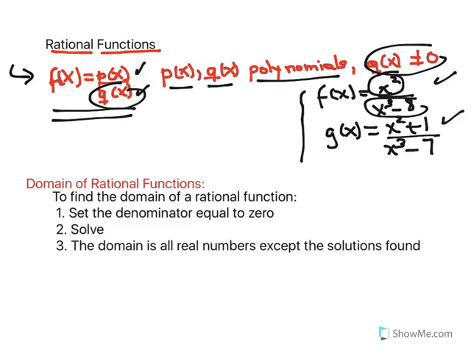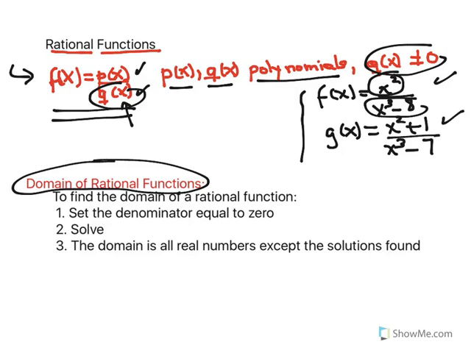When we talk about the domain of functions, we know that the domain of any function consists of all values of x, of the input, for which the function is defined. Since division by zero is undefined, when we talk about the domain of rational functions, we are going to be excluding the values of the input that make the denominator of the function equal to zero.